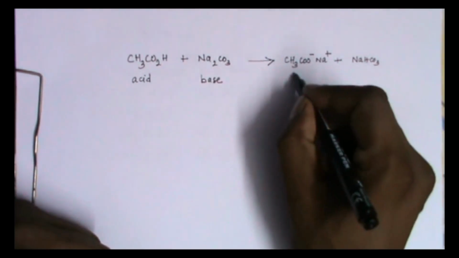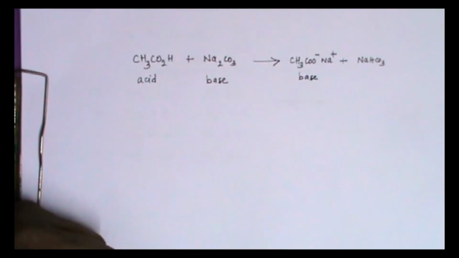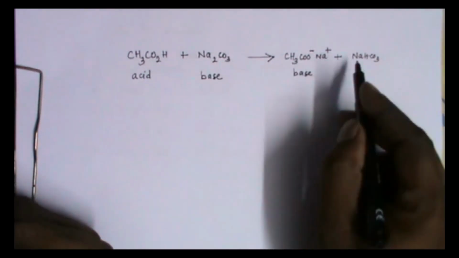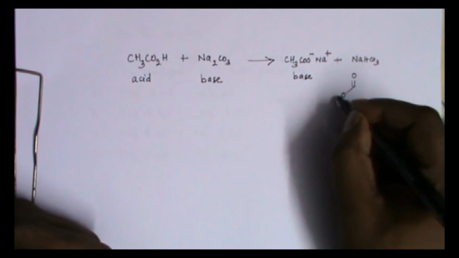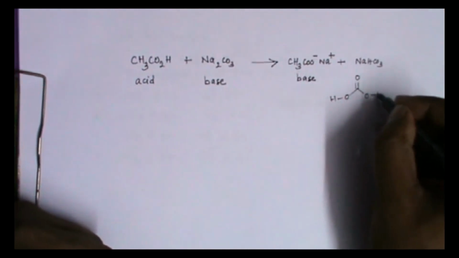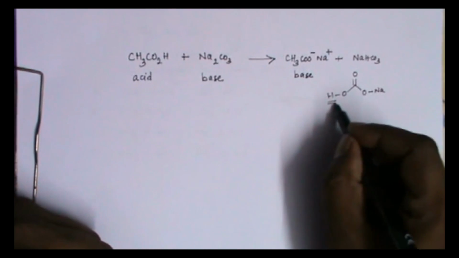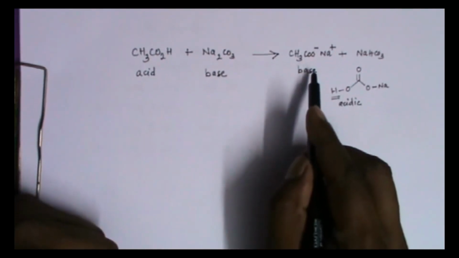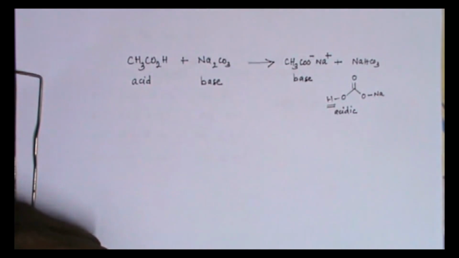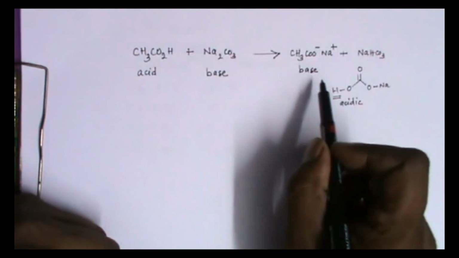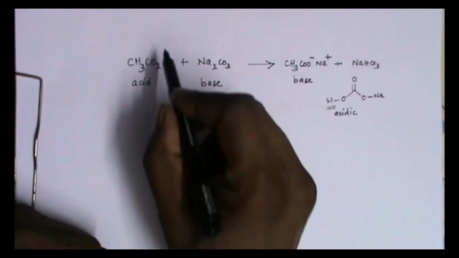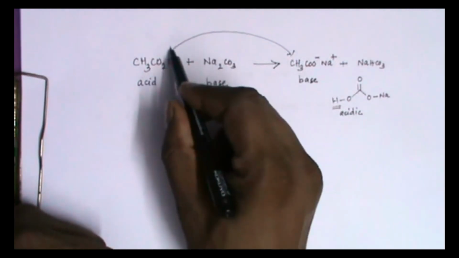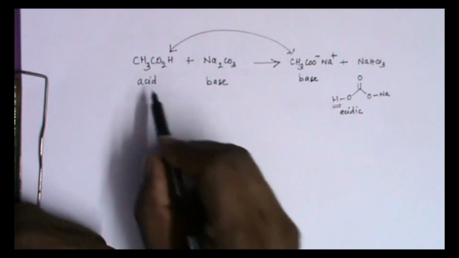You may know sodium acetate is a base. What about sodium bicarbonate? It is a very weak base. Compared to sodium carbonate, it is very weak base. In fact, this has one acidic hydrogen. This is the structure of sodium bicarbonate. This hydrogen is still acidic. Sodium acetate is formed from acetic acid. So this is acid, and after abstraction of hydrogen, what we get is a base. So this is a conjugate acid and base pair. This is the conjugate base of acetic acid.